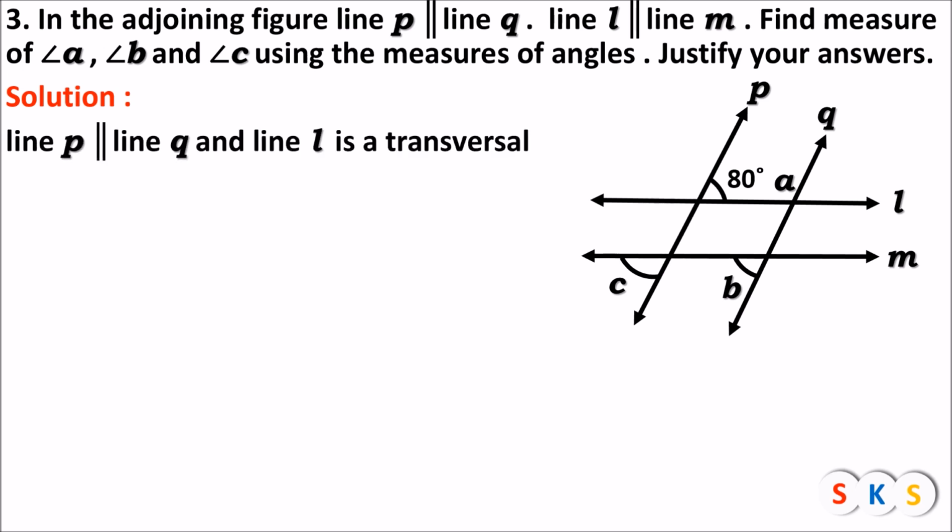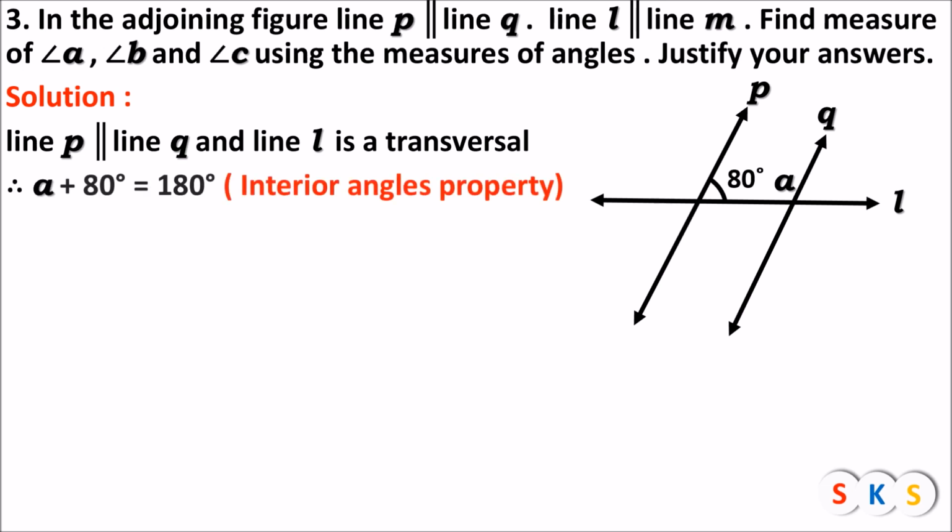Line P is parallel to line Q and line L is a transversal. Look at this figure. In this figure, lines P and Q are parallel and line L is a transversal. Therefore, A plus 80 degrees equals 180 degrees. Look at this figure, A and 80 degrees. Can you see that? Yes. What kind of angles are they? They are interior angles. And we know interior angles are supplementary when the lines are parallel. Therefore, A plus 80 degrees equals 180 degrees.